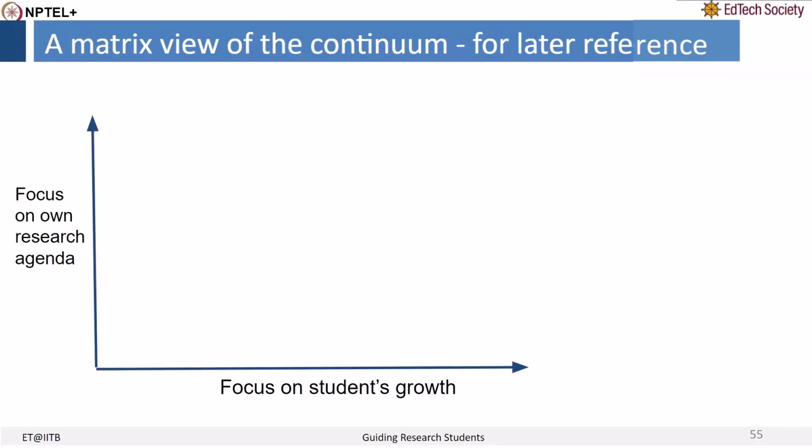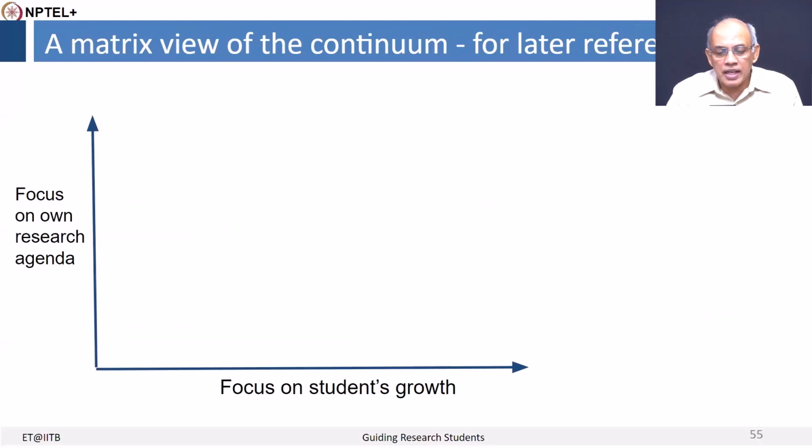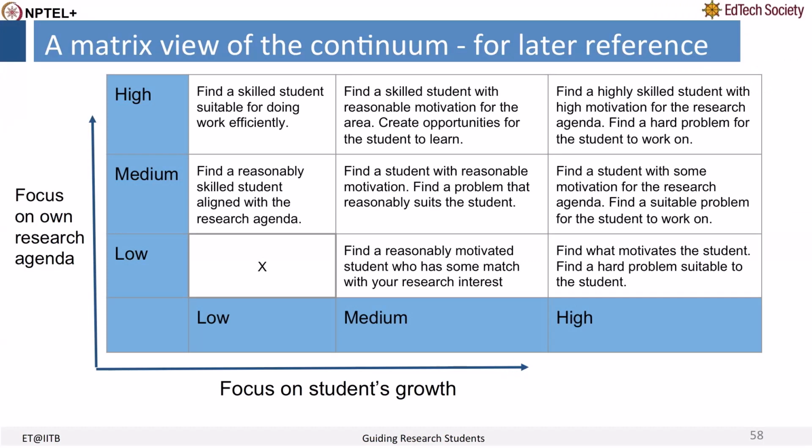Now this is a view which we will not be going into, but it is part of the slides for later reference. We have the two axes of being focused on one's own research agenda and being focused on the student's growth. And if you look at it, you can actually find the type of students that would suit different quadrants in this matrix.